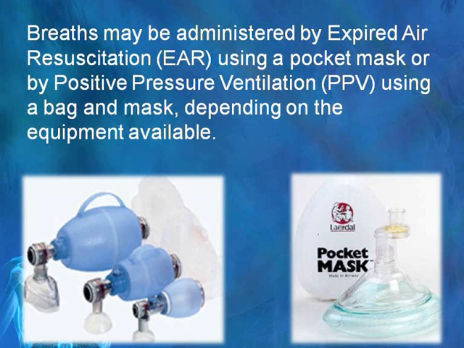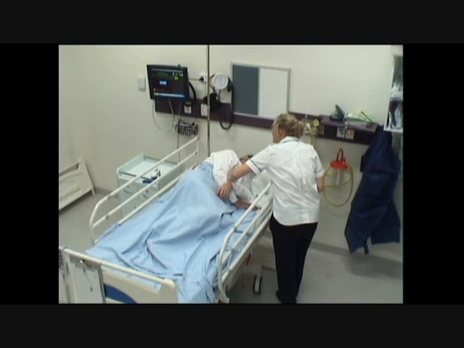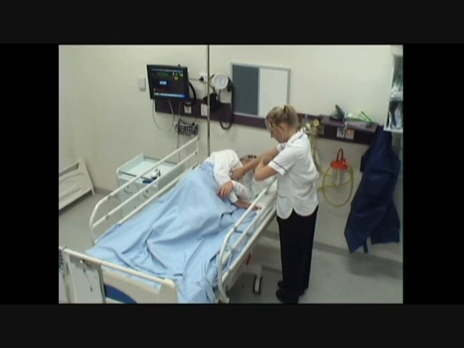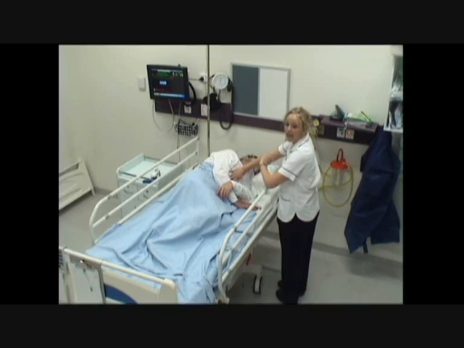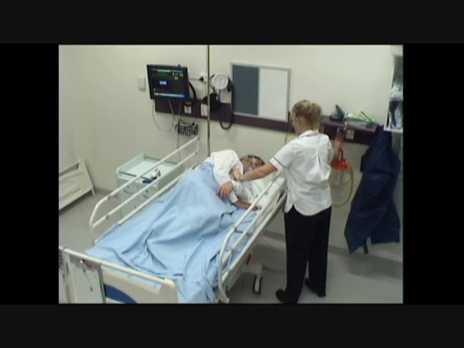Breaths may be administered to the patient by expired air resuscitation, using for example a pocket mask, or by positive pressure ventilation, using a bag and mask or air viva. It depends on the equipment that is available and the number of staff available to assist. Let's watch our nurses put these skills into action as the patient's condition deteriorates. Can I have some help with you, please?